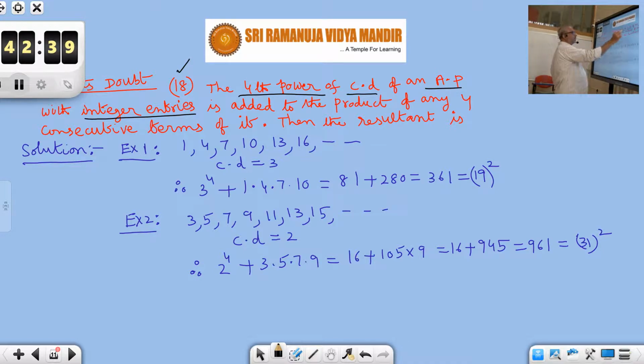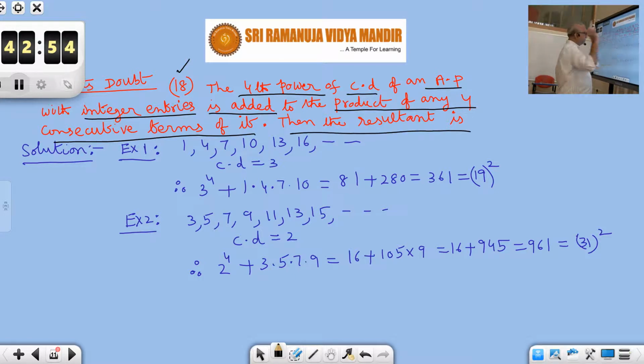The fourth power of common difference of AP is added to the product of any four consecutive terms of it. Then the resultant is. First, before considering a general case, let us consider two simple examples.